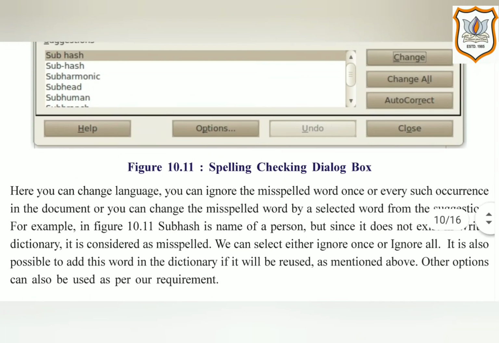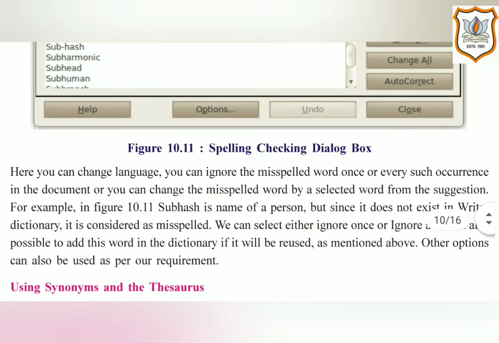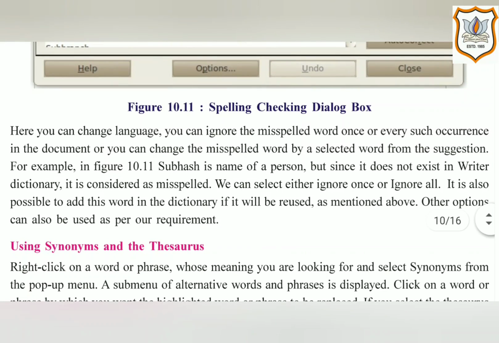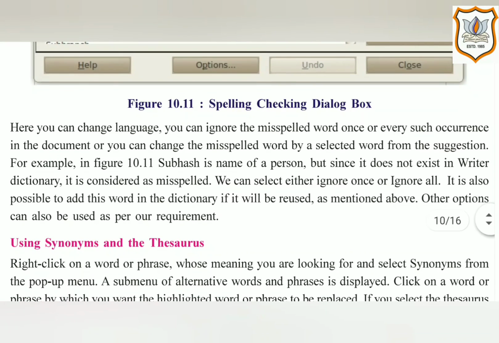You can ignore the misspelled word once or every such occurrence in the document, or you can change the misspelled word by selecting a word from the suggestion. For example, in figure 10.11, Subhash is the name of a person, but since it does not exist in the Writer dictionary, it is considered as misspelled. We can select either ignore once or ignore all. It is possible to add this word in the dictionary if it will be reused as mentioned above. Other options can also be used as per our requirements.